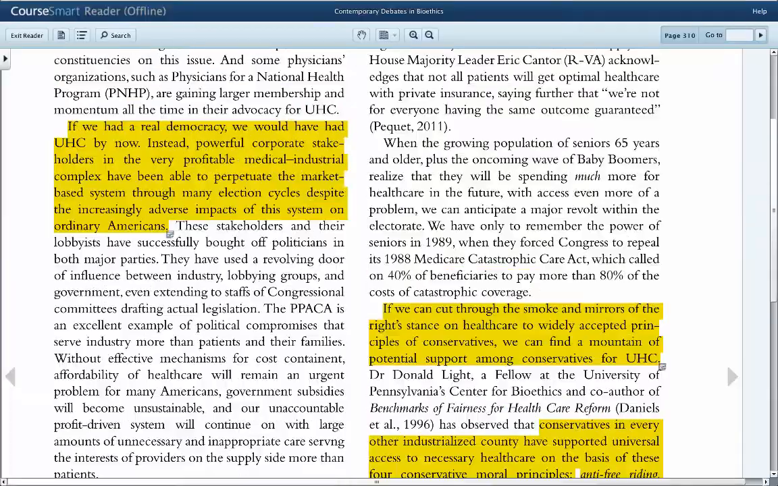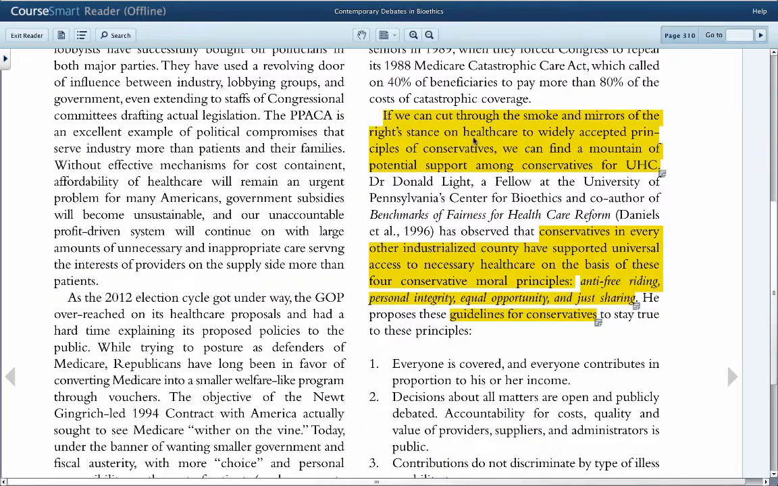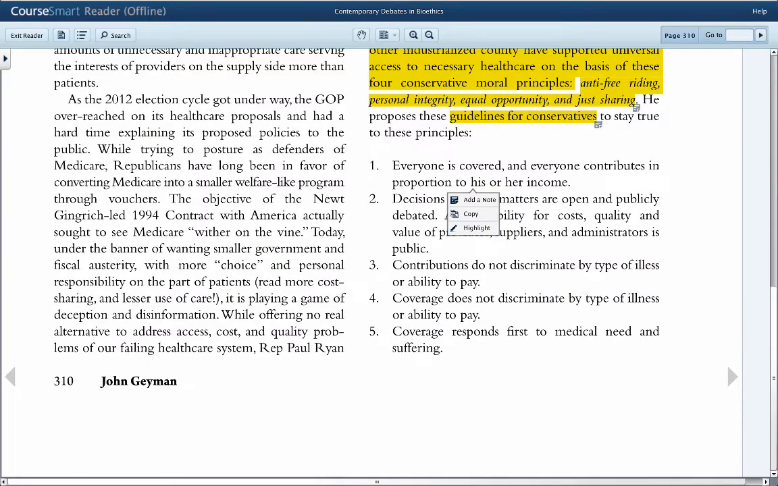And he says, if we can cut through the smoke and mirrors of the right and its stance on healthcare to widely accepted principles of conservatives, we can find a mountain of potential support among conservatives for universal health care. In particular, he says conservatives in every other industrialized country, here he's echoing Dr. Donald Light, have supported universal access to necessary health care. Why? Well, on the basis of 4 conservative moral principles. First, anti-free riding. Second, personal integrity. Third, equal opportunity. And fourth, just sharing. And he quotes Donald Light to the tune of several possible guidelines for conservatives to stay true to these 4 big principles. Okay, I won't go through all of them, but there they are.